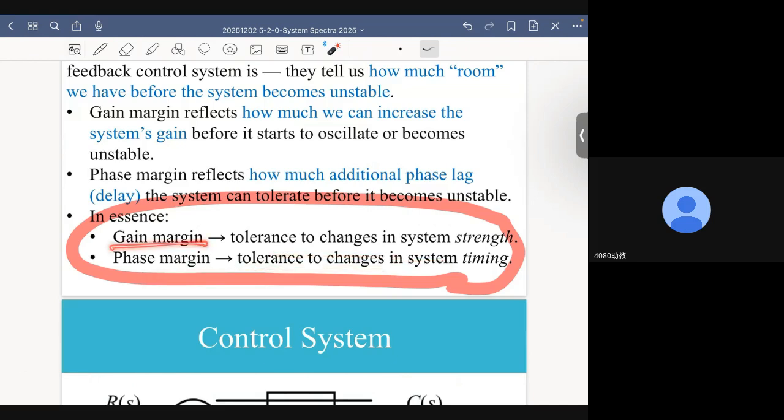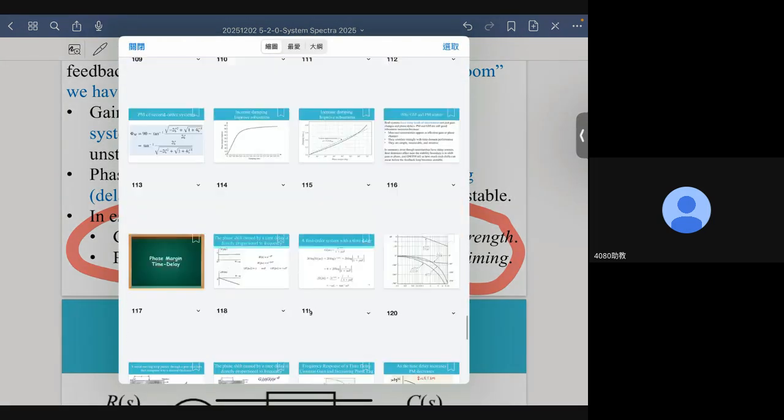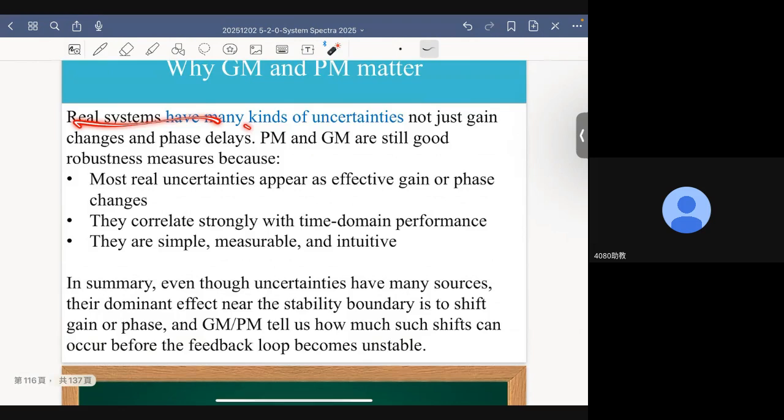One, for gain margin, it tolerates changes in system strengths. For phase margin, it tolerates changes in system timing, all right? So these two types of tolerances are important, but they are not everything, because real systems have many kinds of uncertainties, not just gain changes or phase delays. But nevertheless, PM, phase margin, and gain margin are still good robustness measures.